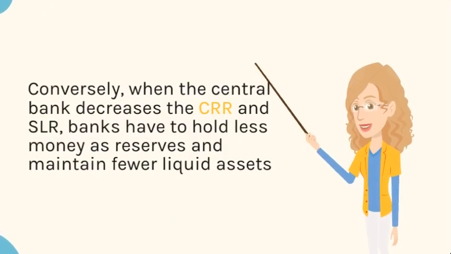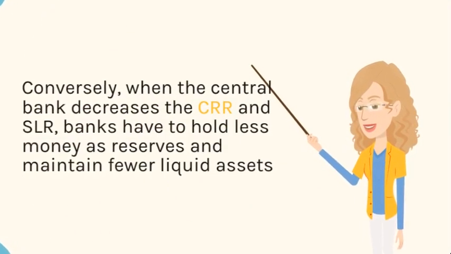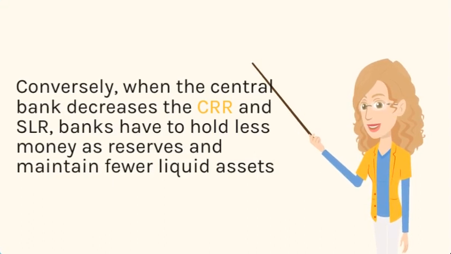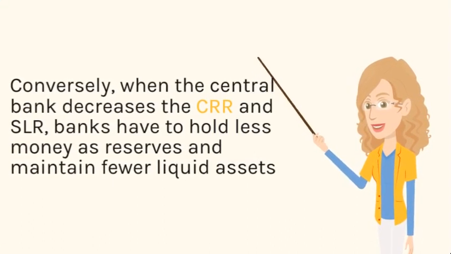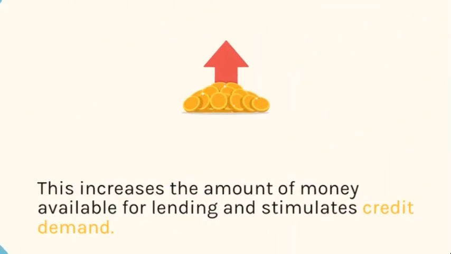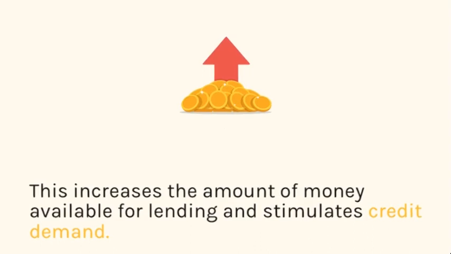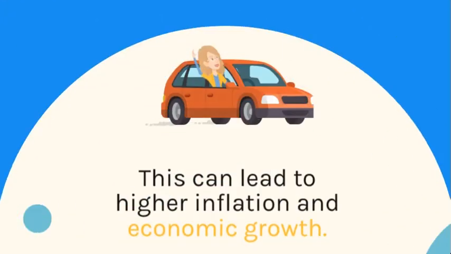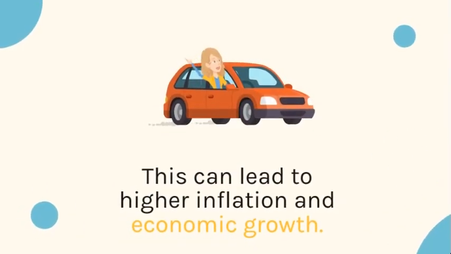Conversely, when the central bank decreases the CRR and SLR, banks have to hold less money as reserves and maintain fewer liquid assets. This increases the amount of money available for lending and stimulates credit demand. This can lead to higher inflation and economic growth.